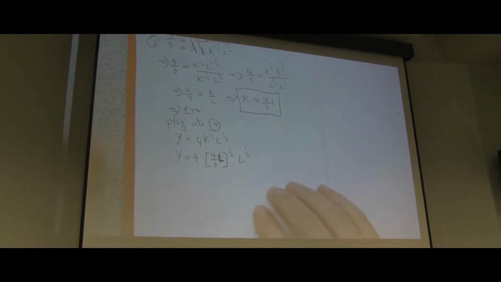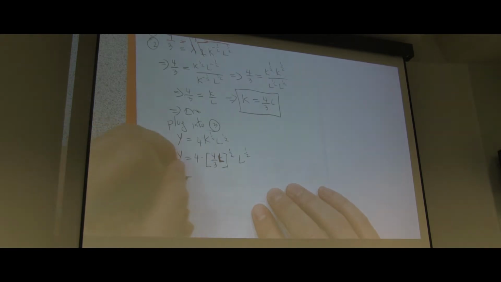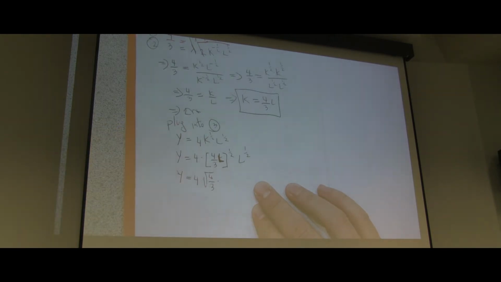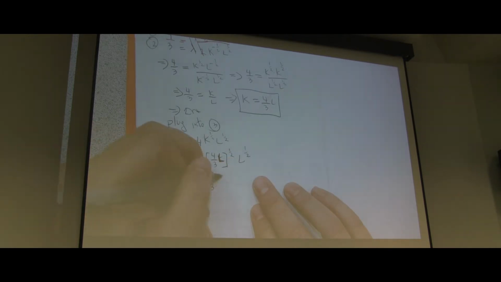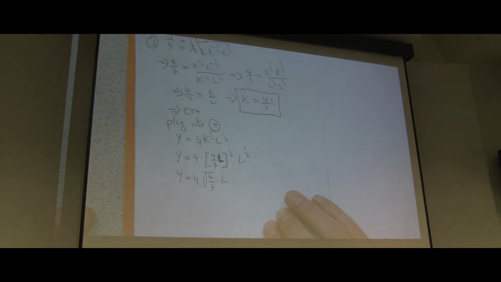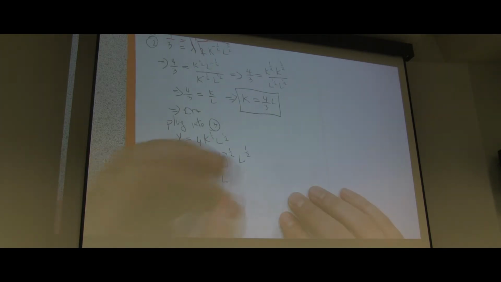Okay? Now, what is this? Y is equal to 4 times square root of 4 divided by 3 times L to the 1/2, that's L. Now, this square root of 4 is just 2. So it's 4 times 2, which is equal to 8.